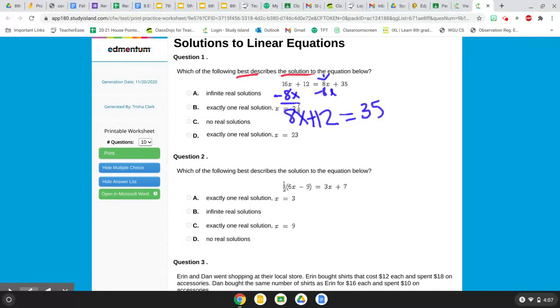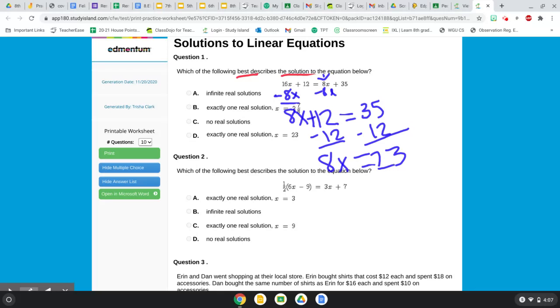All right, next step. Remember, I'm going in reverse order of PEMDAS, so I still have adding and subtracting to deal with, so I have to deal with this plus 12. Inverse operations tells me to subtract 12 from both sides. I have 8x equals 35 minus 12, which is 23.